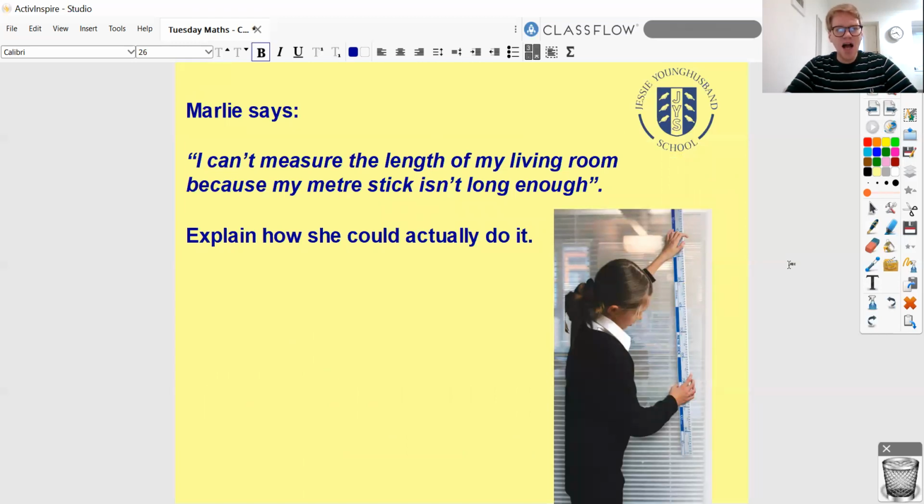Marley says, I can't measure the length of my living room because my meter stick isn't long enough. So I've got a picture of a girl here with a meter stick. This is something we have in school. I appreciate you're unlikely to have one at home, but a meter stick is a meter long. And Marley says, I can't measure the length of my living room because my meter stick isn't long enough. Can you have a think about how she could actually use her meter stick to do it? Is there a way of doing it, do you think? So have that conversation at home and then come back when you are ready.